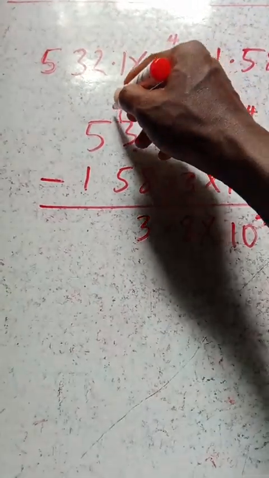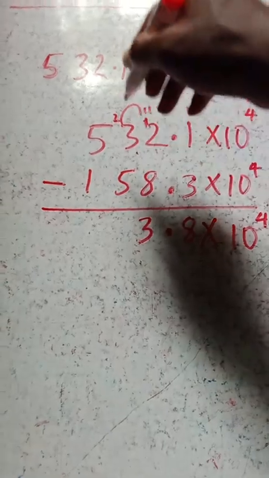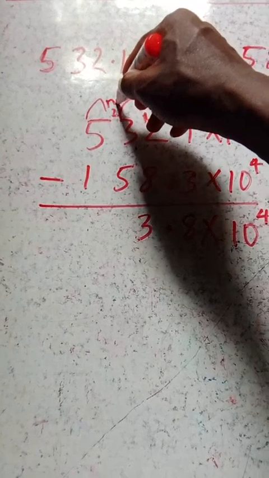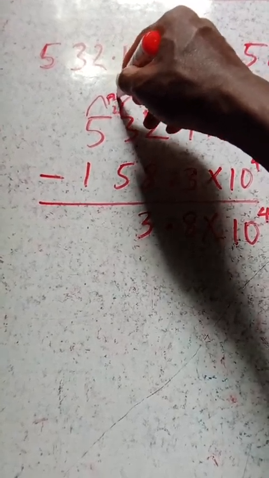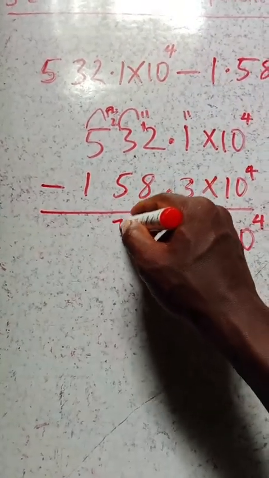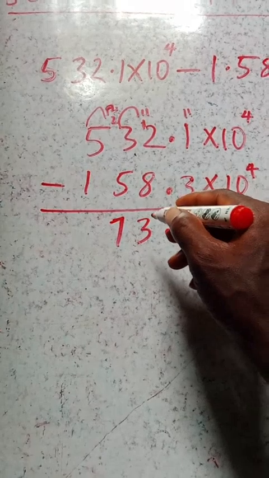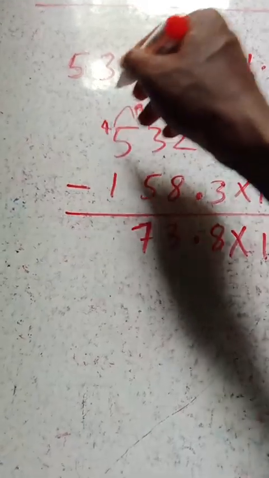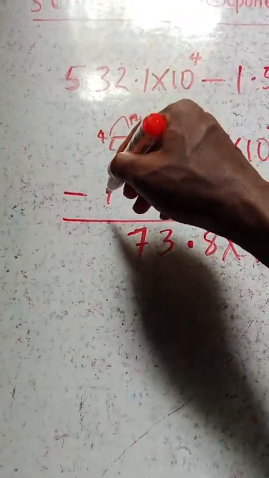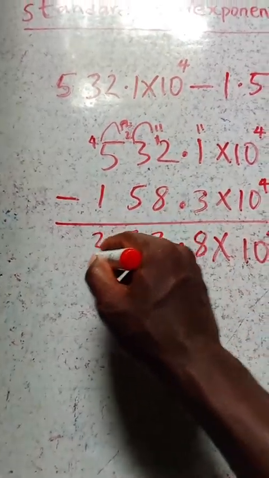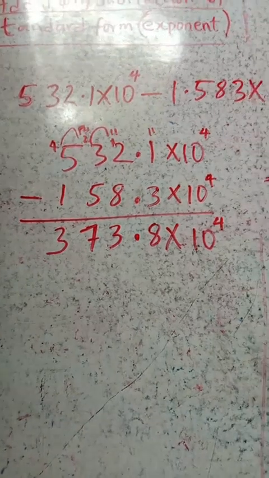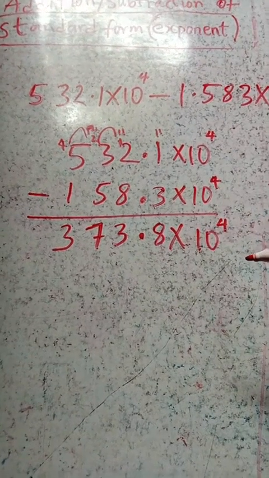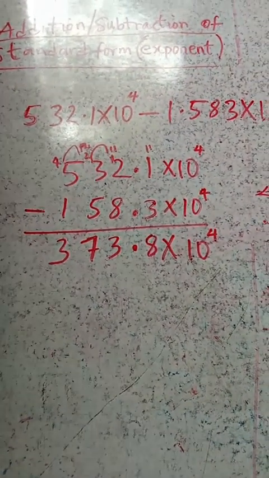Then what will be left here is 2. 2 minus 5 you cannot, so borrow 1 from 5. It will be 12, and 12 minus 5 is 7. What will be left here is 4. 4 minus 1 is 3. So the answer is 373.8 times 10 raised to the power 4. Is it simple?